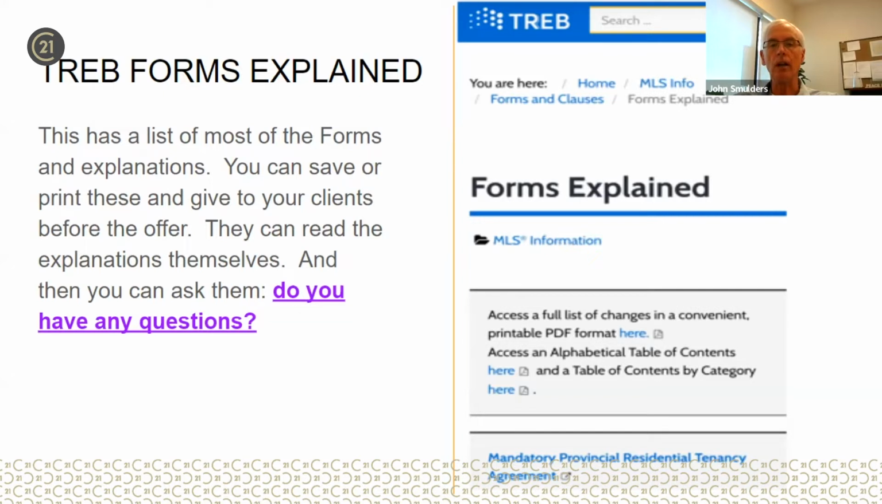So yes, the TRREB Forms Explained is a really, really great product that will help your clients understand not just the BRA, but just about the most important documents that they'll be getting themselves into.